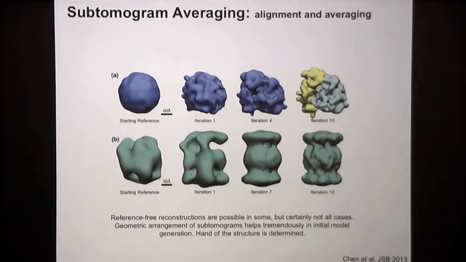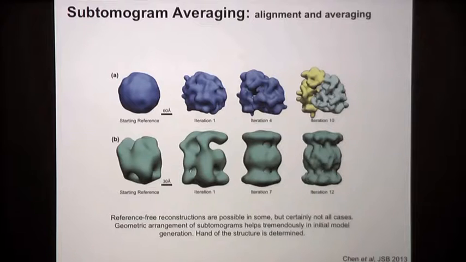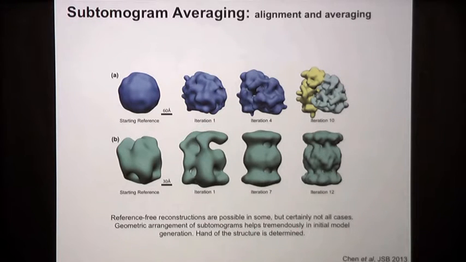So we've estimated CTF, and we can do some sort of CTF correction. Now we need an initial model. Reference-free reconstructions are possible in some cases, like shown here, but certainly not all cases. In many cases, it is not possible to do this, and a reference model is needed from some other methods. Paula presented these other methods, and you can use them to get an initial model. I should mention again that if your subtomograms are arranged in a geometric way, like arranged around a sphere or in a tubular manner, then it's much easier to get an initial model because you know some prior angles.